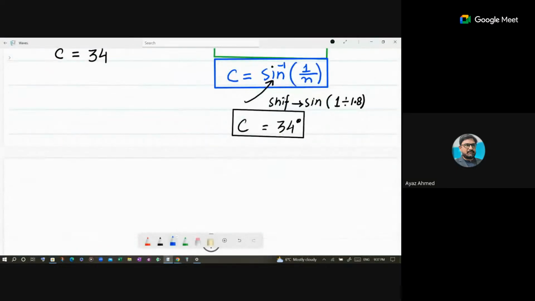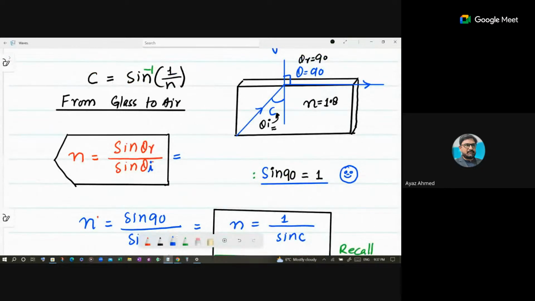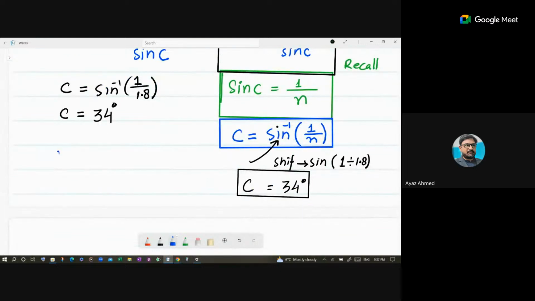So it means that this calculation is very important for me. It means that if I incident the light at 34 degrees, that would become parallel to that glass slab. But if I incident the light at an angle greater than 34 degrees, if the angle of incidence is greater than 34 degrees, then light will not refract. Then total internal reflection will take place.